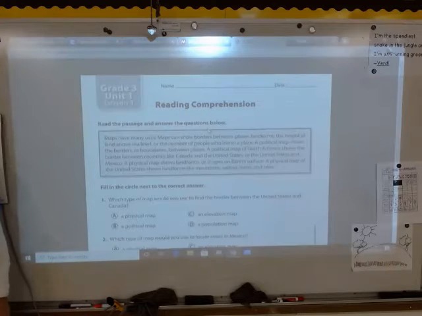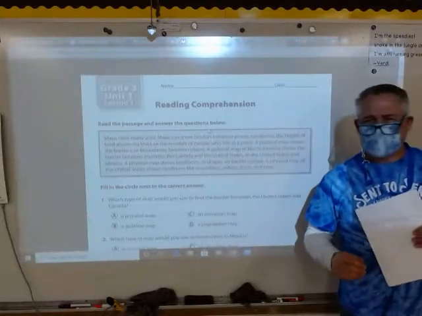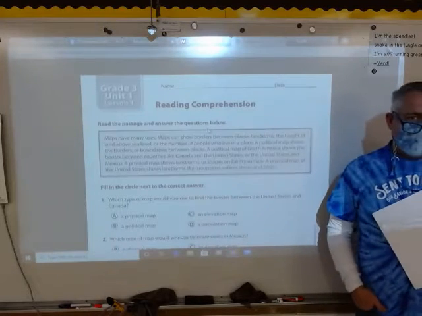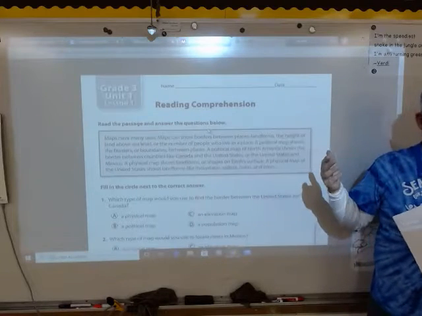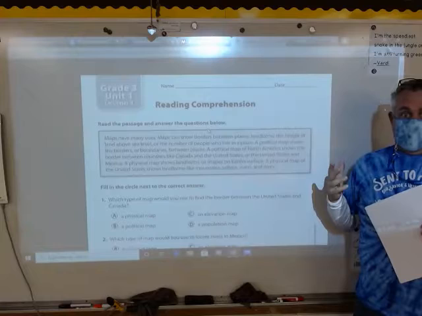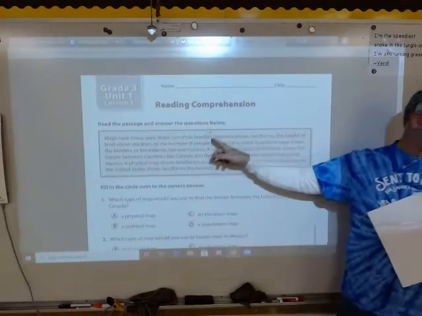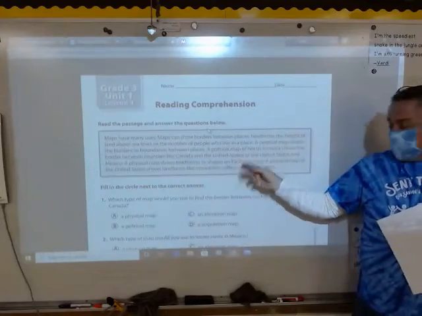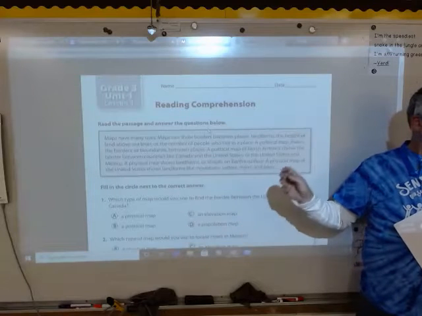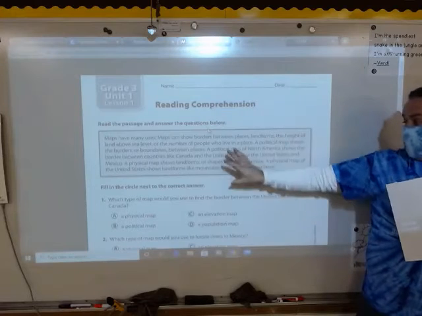It says, read the passage and answer the questions below. What does it mean by read the passage? What does passage mean there? Zoe, what does that mean? I think like text. Okay, read the text. Where is the text? Okay, so when it says read the passage and answer the questions below, it means read this, and then by using that, you're going to answer the questions down here. Yes? No. Okay. All right?